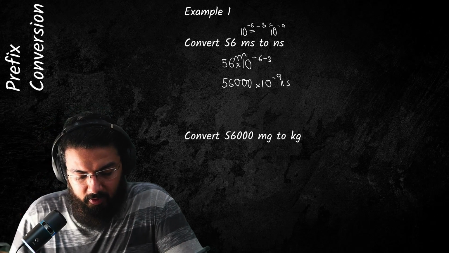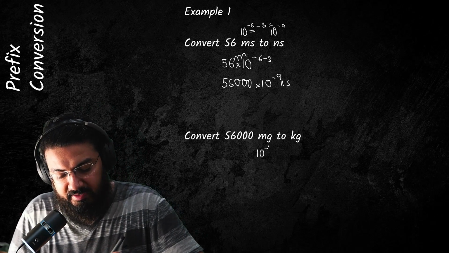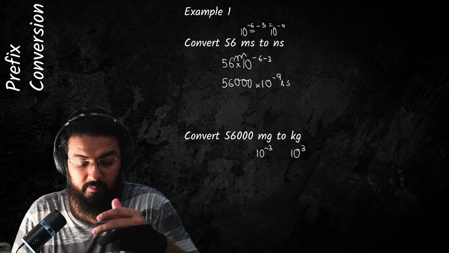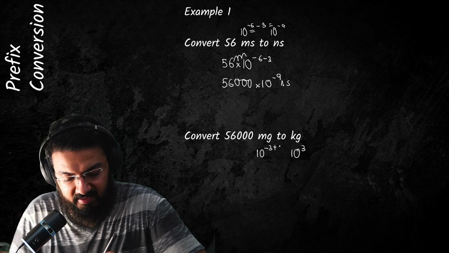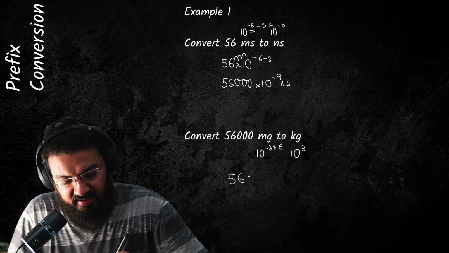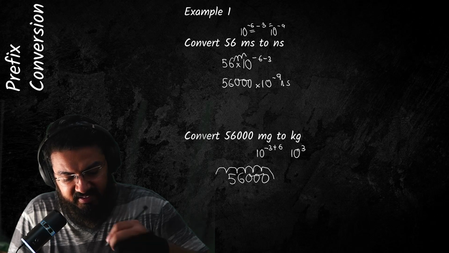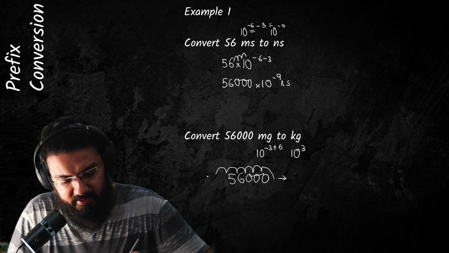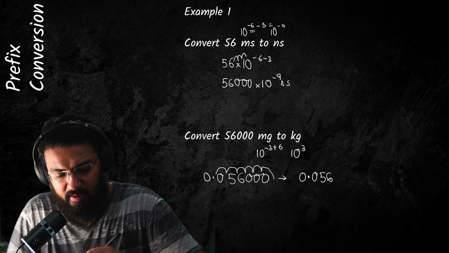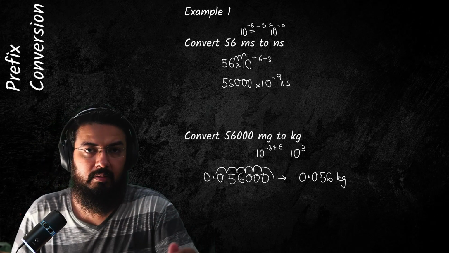All right, then you've got 56,000 milligrams to kilograms. Now milli is 10 raised to the power minus 3 and kilo is 10 raised to the power 3. So how do you convert minus 3 to positive 3? You're going to add 6. And adding 6 means moving to the left. So I have 56,000 and I'm going to move to the left. 1, 2, 3, 4, 5, 6. So this right here is going to be 0.056. Now I don't have to write the remaining number of zeros. I can just say that it's this many kilograms.